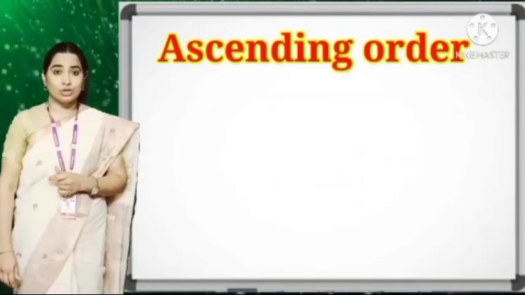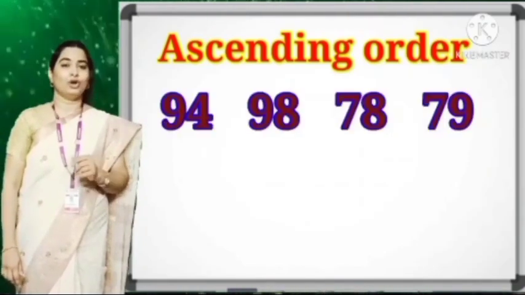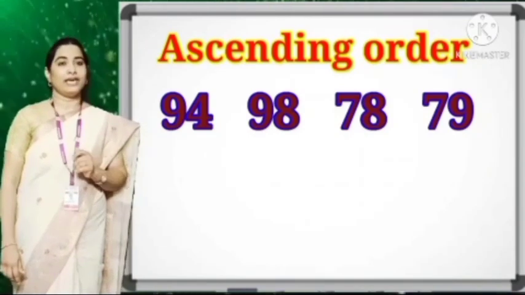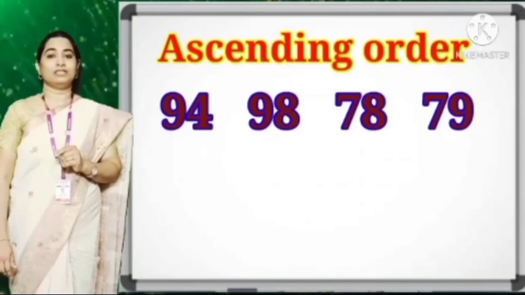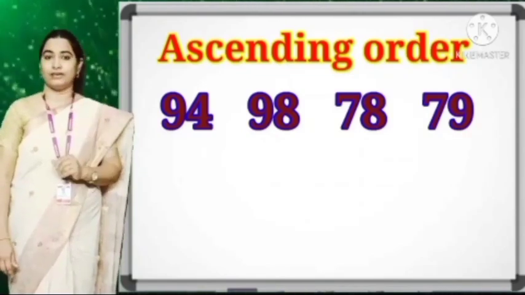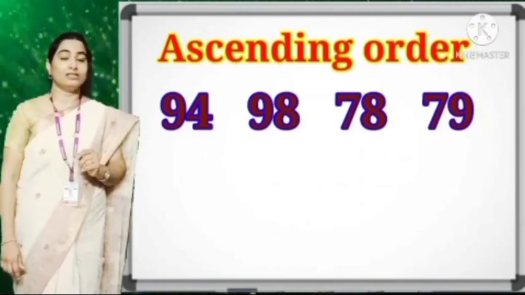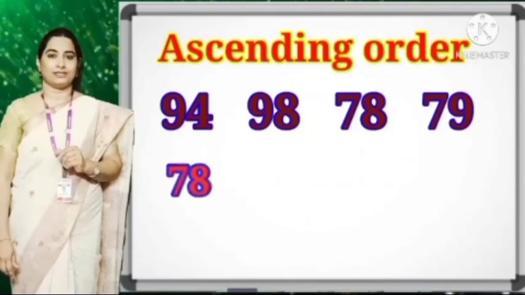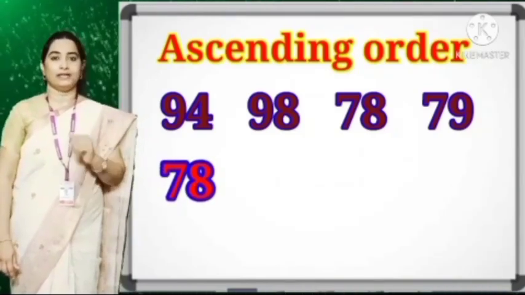Look at the numbers children. The numbers are 94, 98, 78, 79. Find out children which is the smallest here. Yes, the smallest number is 78. So first we need to write 78.